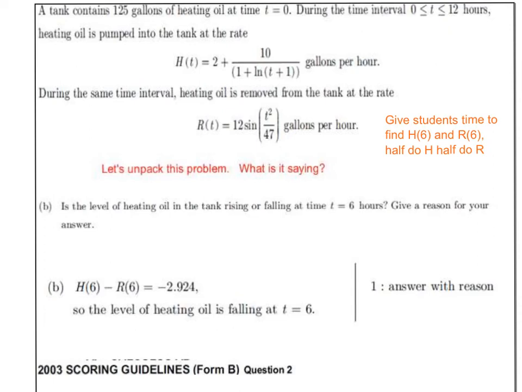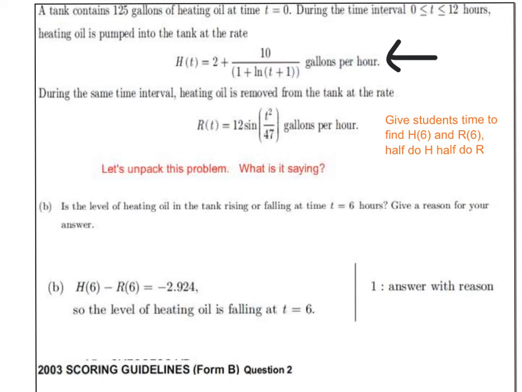This last thing that I'm going to run through here, this is an AP question. What changes here? Well, I'm going to use my laser pointer and point to a few things. So I'm going to read this. A tank contains 125 gallons of heating oil at time 0. During the 0 to 12 domain restriction, heating oil is being pumped into the tank at this rate. So this is a rate, by the way, gallons per hour. So guess what, ladies and gentlemen? This right here is your derivative.